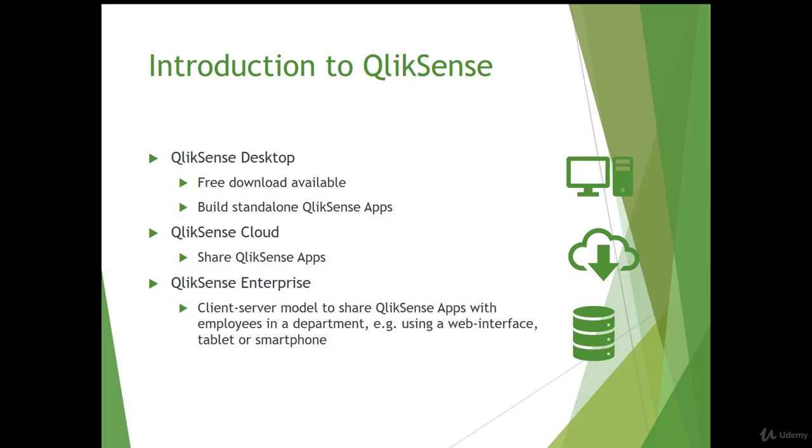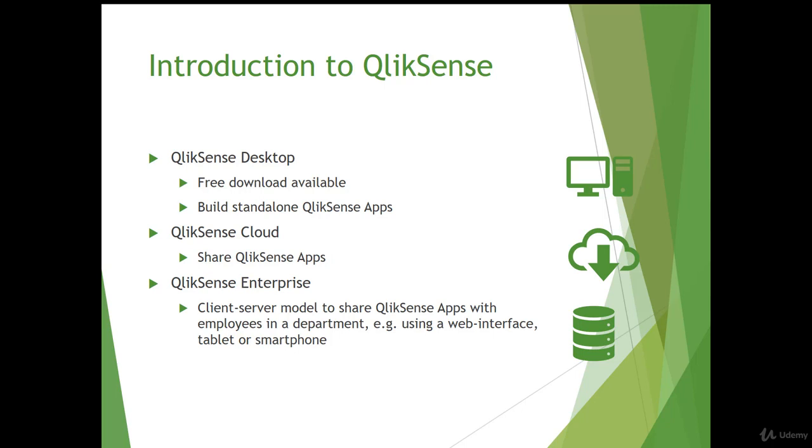Both QlikSense Desktop and QlikSense Cloud are entirely free, but in QlikSense Cloud you have a limited storage capacity and a limited number of users in the Cloud Basic free version, whereas the Cloud Business Premium version offers more storage capacity and also more possibilities for groups and teams. QlikSense Enterprise is more targeted towards businesses and also offers more possibilities for creating your own web interface, tablet or smartphone app using a client-server model.